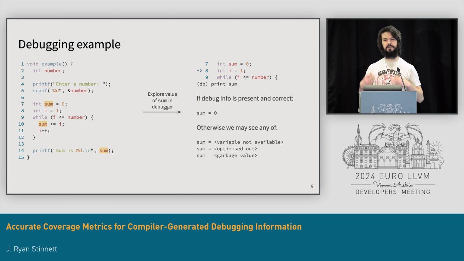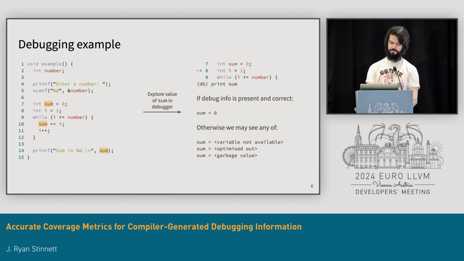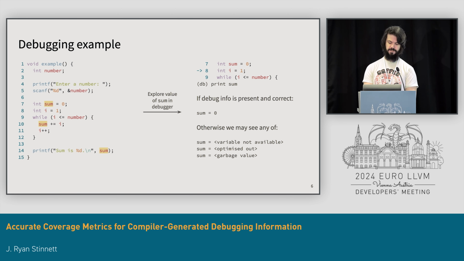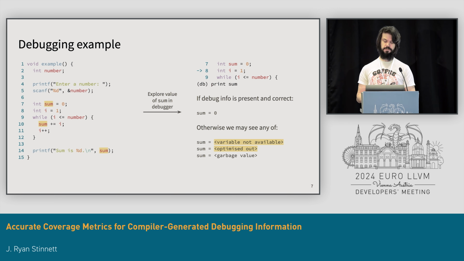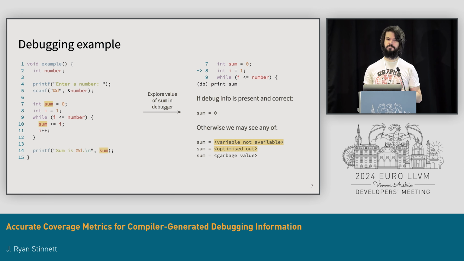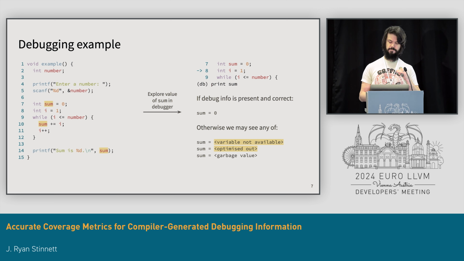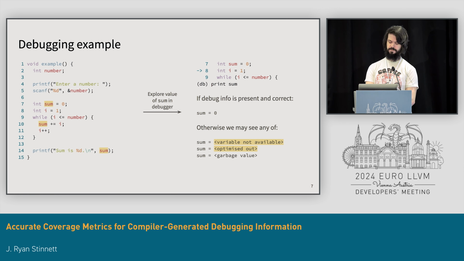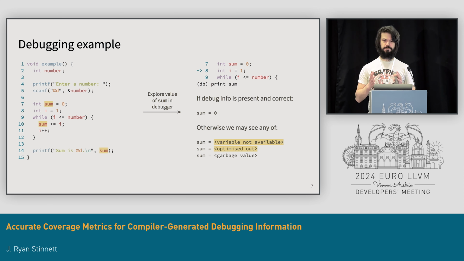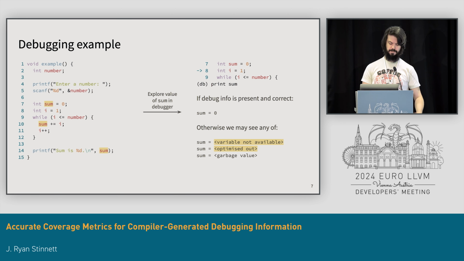But we may also see all sorts of other things. We may see variable not available or optimized out if it's an optimized build of the program, or if there is debug info there but it happens to be wrong for some reason, you might see some sort of garbage value. So this particular work focuses on measuring the coverage of that information, checking the cases where the variable is not available or optimized out because it's not present in the compiler-generated debug info. We're not checking the case where it's present but maybe wrong, although my colleague Stephen Kell and I do have some work if you need to be checking those as well.